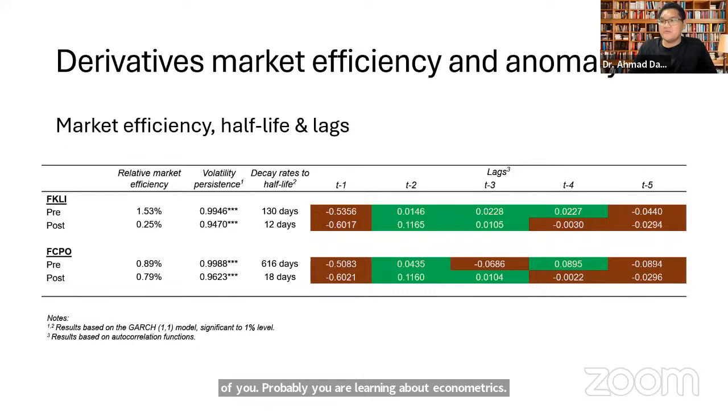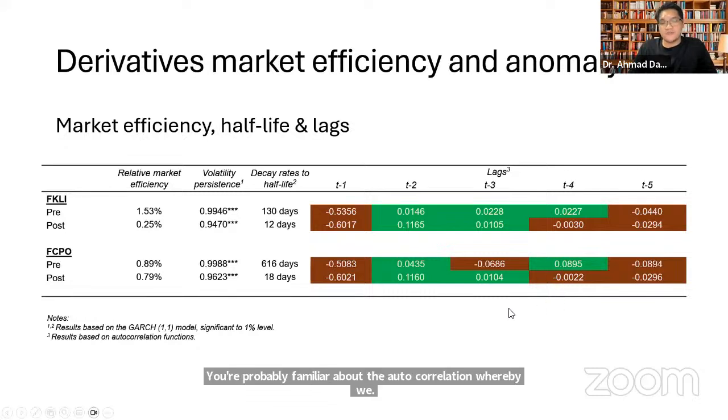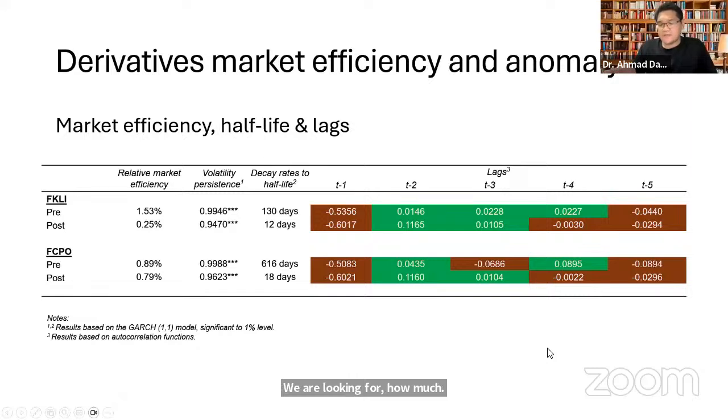Autocorrelation is whereby we look at how much the price today, the price of FCPO today or FKLI today, correlates with their own previous history. So like FKLI here, let's just say this is today, this is yesterday, this is 2 days before, 3 days before, 4 days before, and 5 days before. It correlates with the 2 days before and 3 days before. Why is it negatively correlated with yesterday's price? Because whatever happened yesterday, people already squared off their positions. So that's why if today the market goes up, tomorrow probably the market goes down.